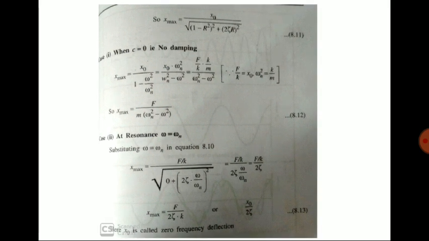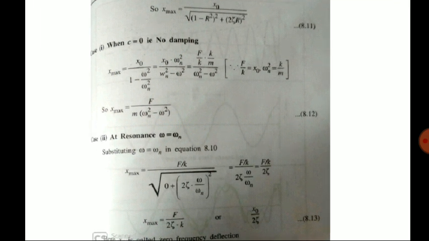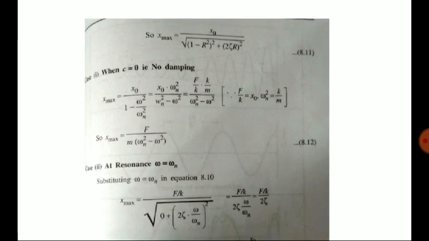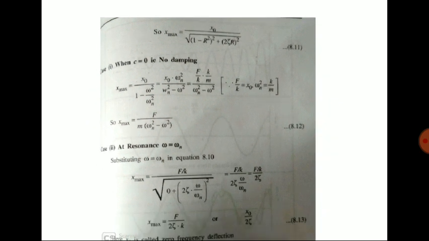So x max is equal to x0 by square root of 1 minus r square whole square plus 2 zeta r whole square. In the first case we consider a no damping system. No damping means c becomes 0, which means zeta becomes 0. So the second term disappears and only the first term remains: x0 by 1 minus omega square by omega n square. Upon substituting F by k for x0 and k by m for omega n square, finally we get x max equal to F by m into omega n square minus omega square.